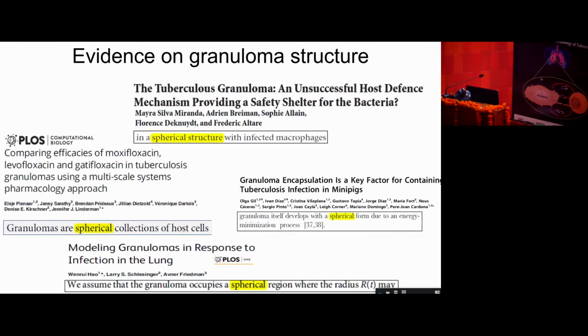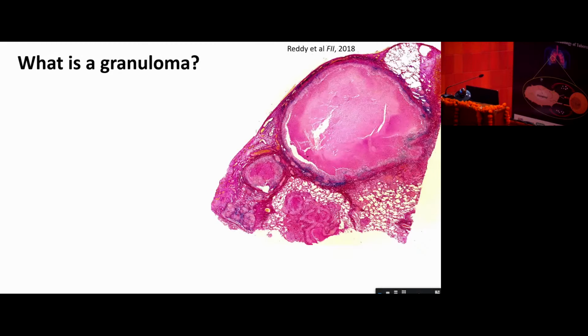A lot of papers have been published for decades now, more than 100 years, on granuloma structure, and our focus obviously is on the 3D lesion structure. And here are just a number of papers where they refer to the actual 3D shape of the structure. Mostly it's been referred to as spherical. And it's not necessarily wrong. But let's look at the definition of a granuloma, what exactly is a granuloma. This is from a paper published by Neil Reddy a couple of years ago.